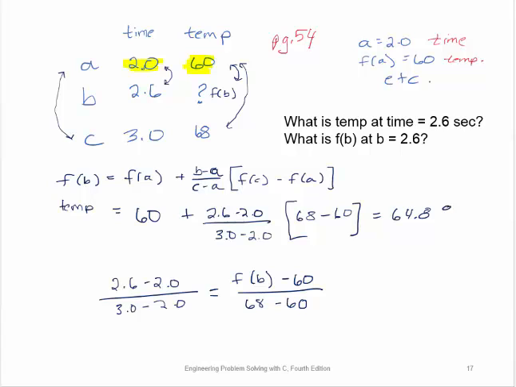Now, this is how I solve it mathematically on paper. This makes sense to me. I have 0.6 equals f of b minus 60 divided by 8. So multiply both sides times 8. You get 4.8 equals f of b minus 60. So solving for f of b, I do indeed get the same answer of 64.8 degrees.